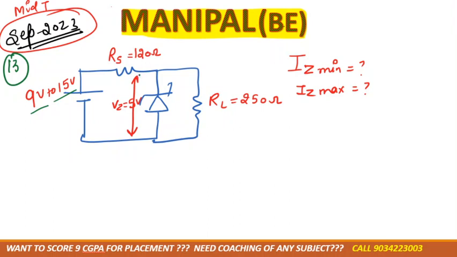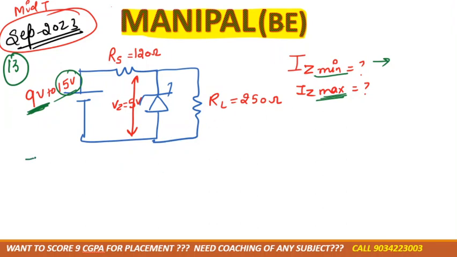Okay. First thing. Next, they ask you IZ minimum and maximum. If you take 9 volt as the voltage, then you will get the zener current as a minimum. If you take 15 volt, then you will get the zener current as the maximum. So 9 volt gives IZ minimum, 15 volt gives IZ maximum. Understood?